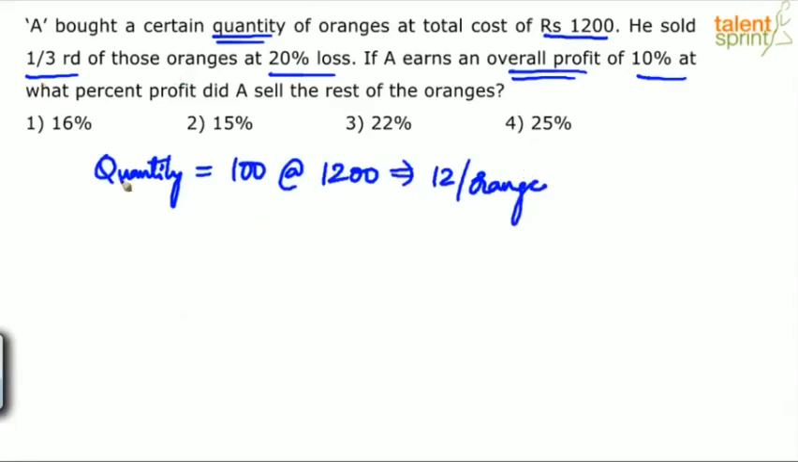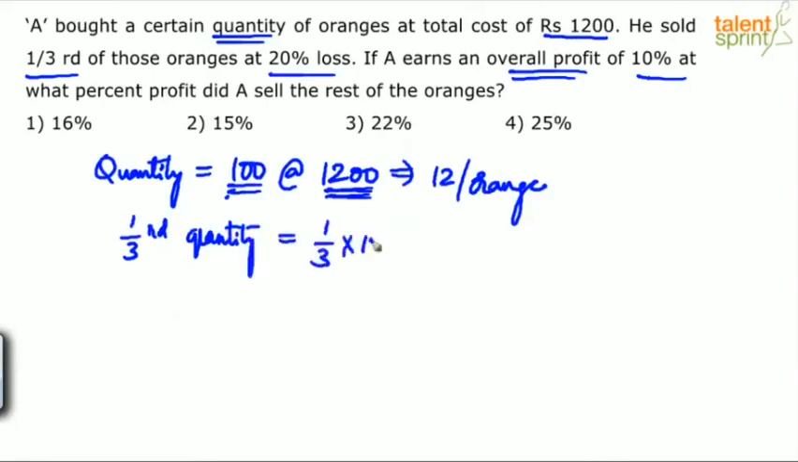He sold 1/3 of these oranges at 20% loss. Now taking 1/3 of 100 may become a little complex, but you can take 1/3 of the price. See, understand, the quantity here is directly proportional to the cost. So 1/3 of quantity means what? A smart person would do this. He will not take 1/3 of 100. He will take 1/3 of quantity, 1/3 of the price. Which means on 400 rupees, he made a loss of what? 20%. So the loss is how much? Loss of 20% is 80 rupees.